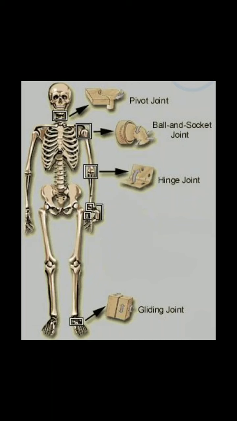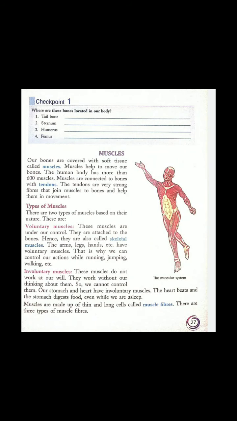Now we will move on to the next topic, that is muscles. Our bones are covered with a soft tissue called muscles. These muscles, along with bones, help to give shape to the body and also help us to do various life activities. And our body has more than 600 muscles.